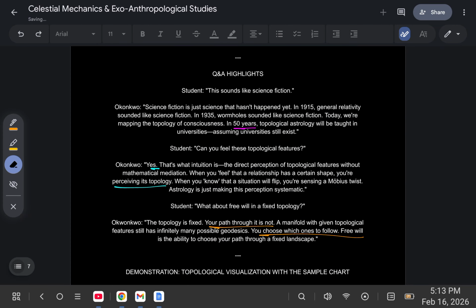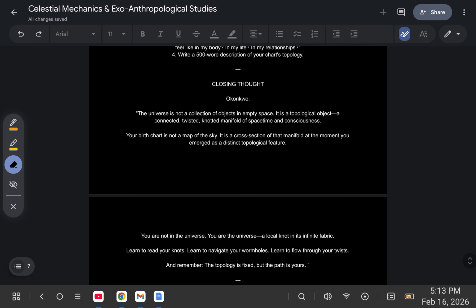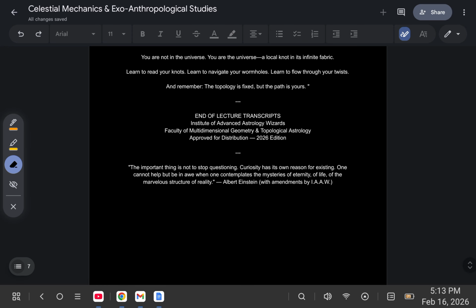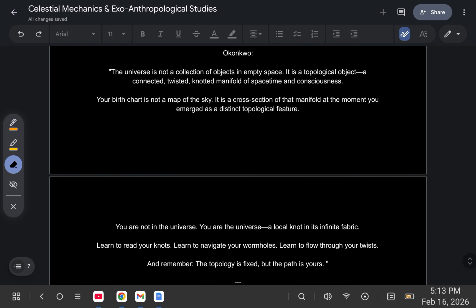All right. Now let's give our closing thought, and we'll be finished here. The universe is not a collection of objects in empty space. It is a topological object, a connected, twisted, knotted manifold of space-time and consciousness.